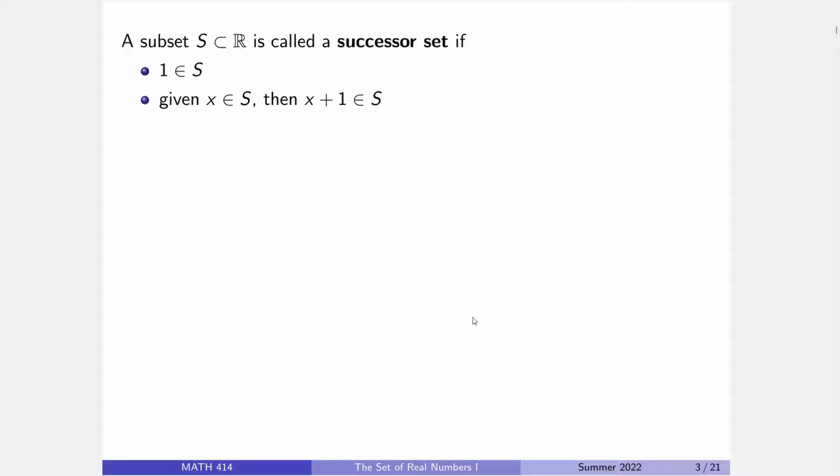So first we're going to go after the natural numbers. A subset of the real line is called a successor set if it has 1, and given anything in the set, 1 plus it remains in the set. Sounds a lot like induction, doesn't it? Alright, so note, the real numbers themselves have this property. 1 is a real number, and adding 1 to anything keeps us a real number.